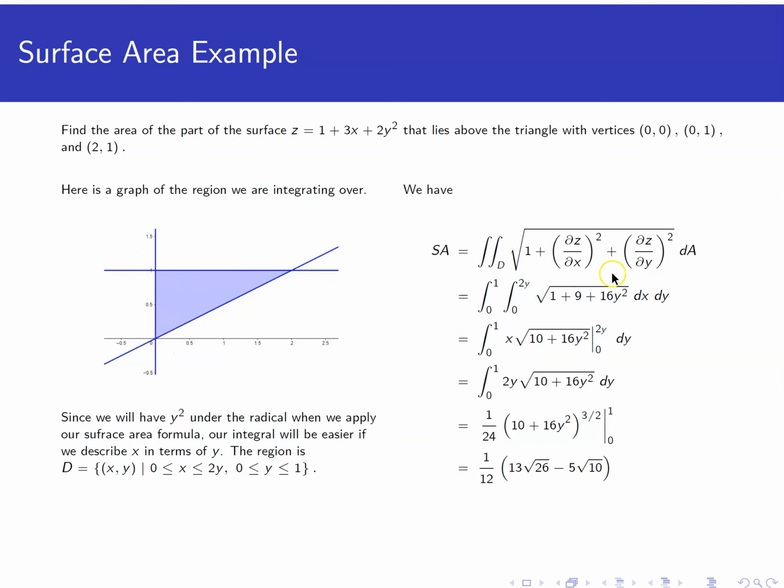This is in terms of y with no x's, so its antiderivative is just x times that constant as far as x is concerned. Plug in 0 to 2y. Now we get a 2y out in front, which makes our antiderivative much easier. You can check if you do your u substitution. You should get 1/24 times (10 plus 16y squared) to the 3/2. And this expression should be what you get when you put in 0 and 1 for y.